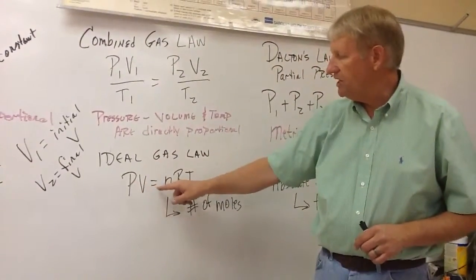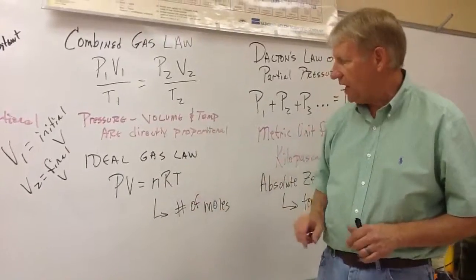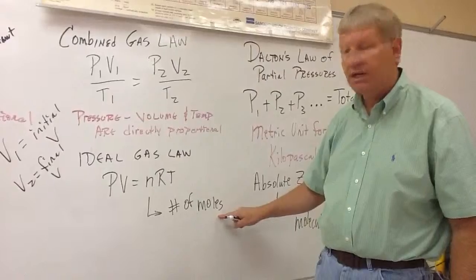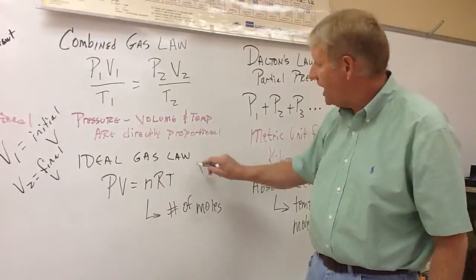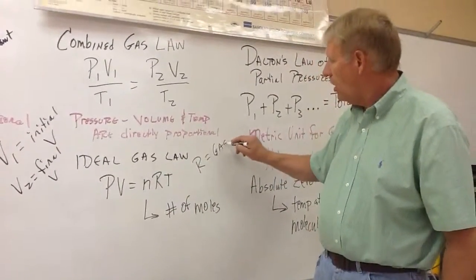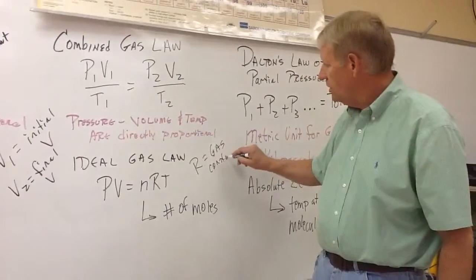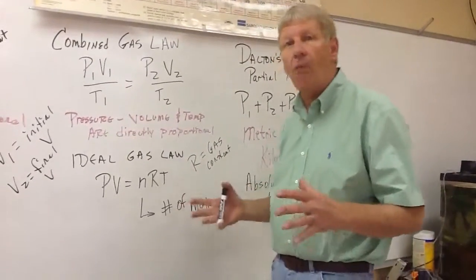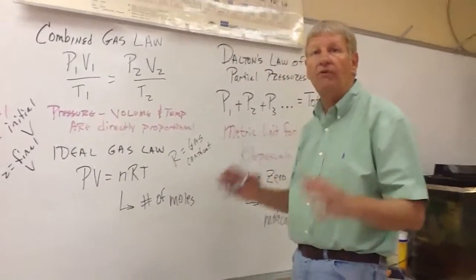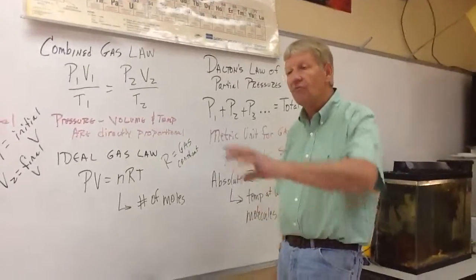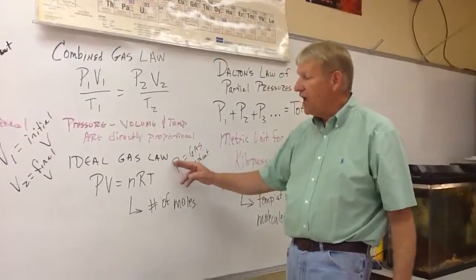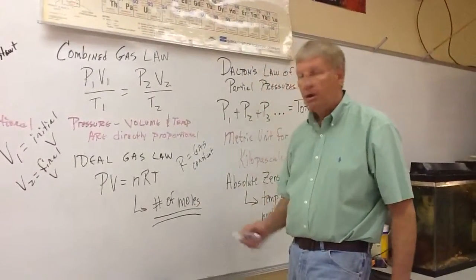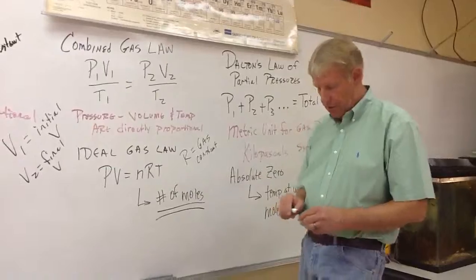Then we have the ideal gas law. PV, pressure and volume, is equal to nRT. The key is that n is the number of moles, R is a gas constant, and T is temperature. Anytime we're dealing with a problem and it says, how many moles of the gas are there, or you have so many moles of gas, we'll always use the ideal gas law anytime we see something relating to the number of moles. PV equals nRT.